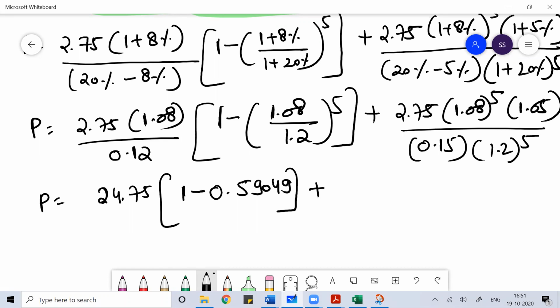Plus solve step by step. 1.08 to the power 5 into 1.05 into 2.75. This is 4.42684 divided by 1.2 to the power 5 into 0.15. That is 0.373248.